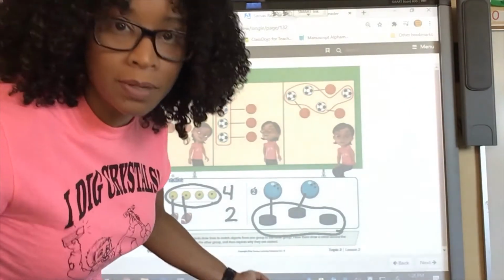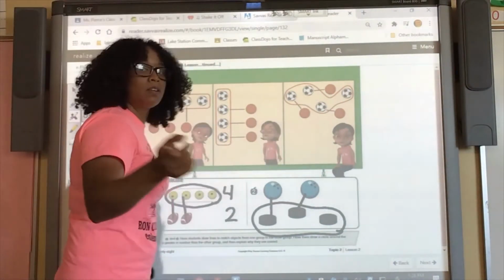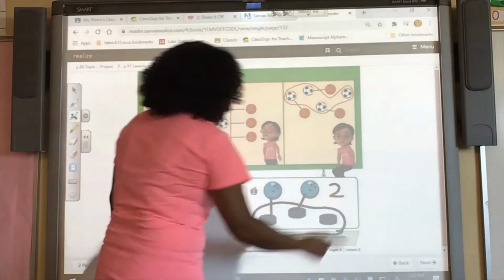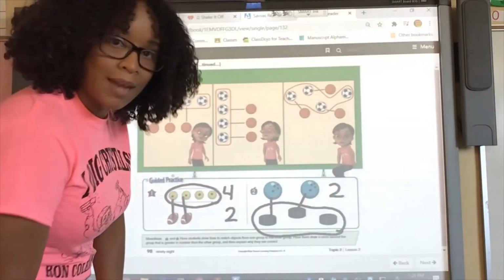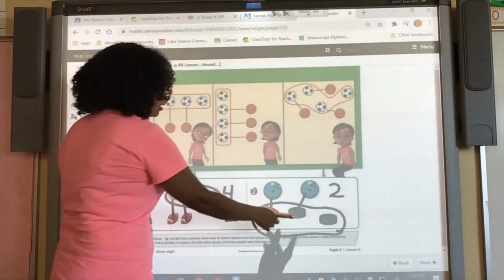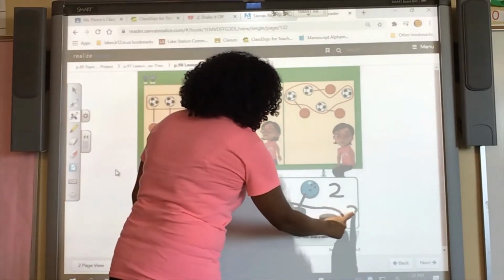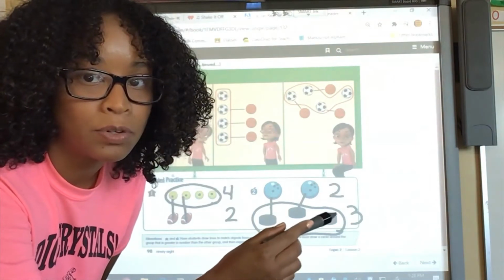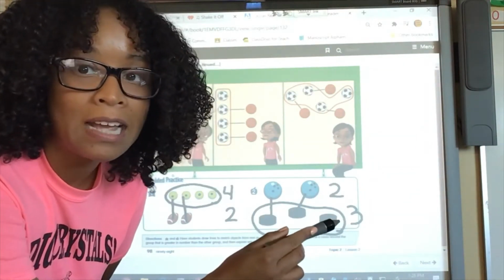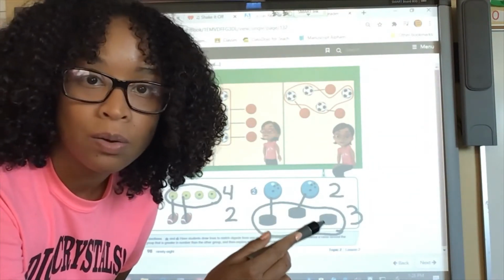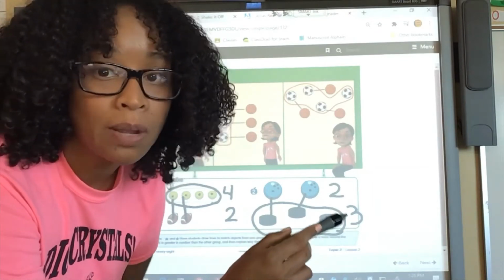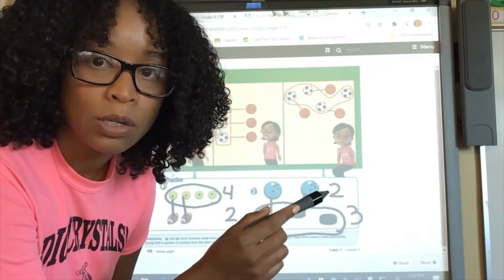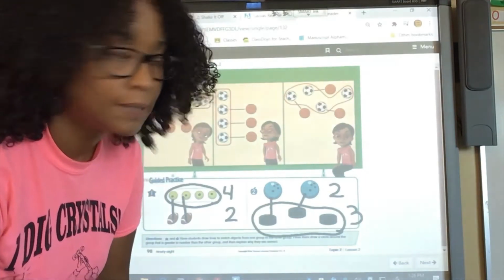Let's count them to be safe. Count the bowling balls first. 1, 2, so we have 2, and then let's count the hockey pucks. 1, 2, 3. So if we just had numbers and we were looking at the numbers 3 and 2, and I asked you which number is greater, which number is more, which number is bigger, you would tell me the 3 is greater than the 2 because it's more than the 2.